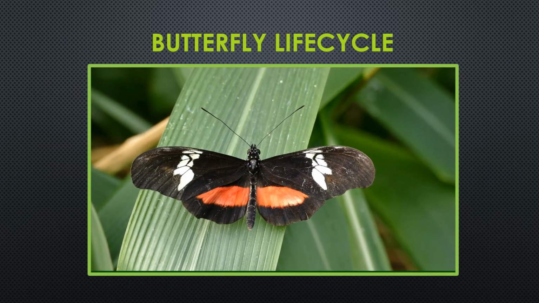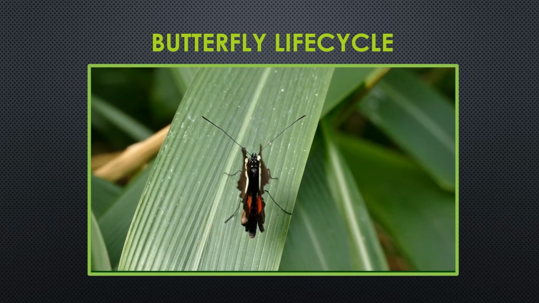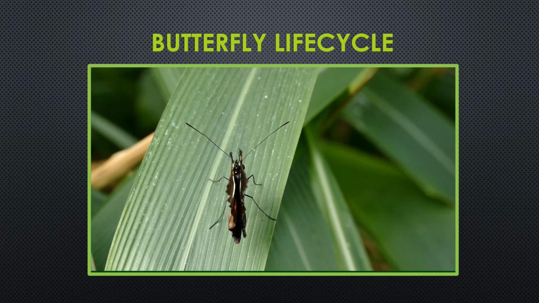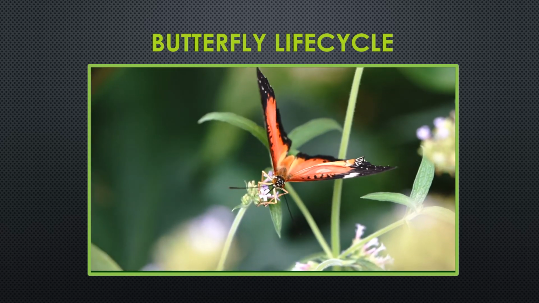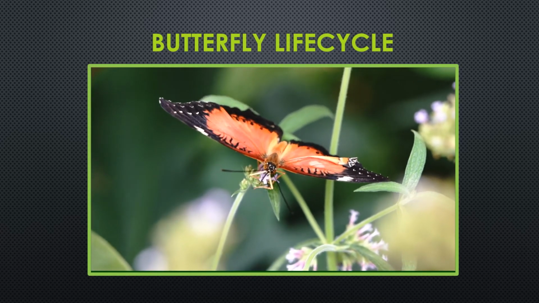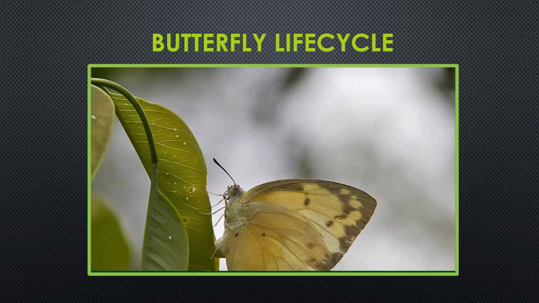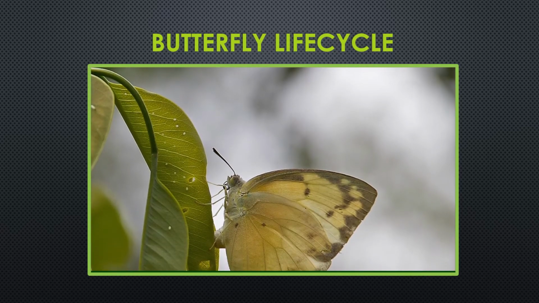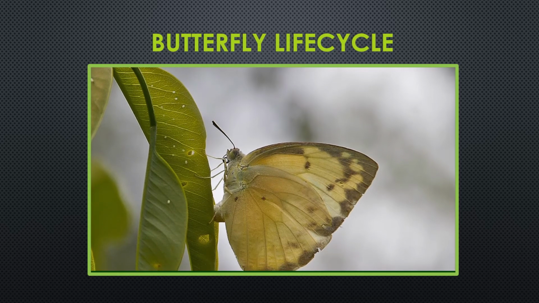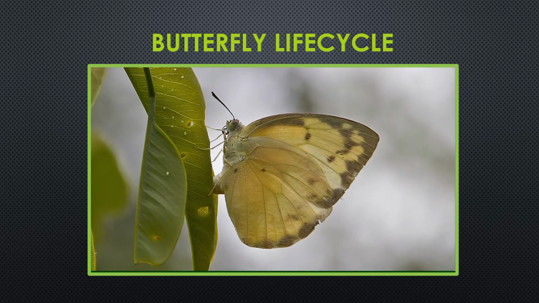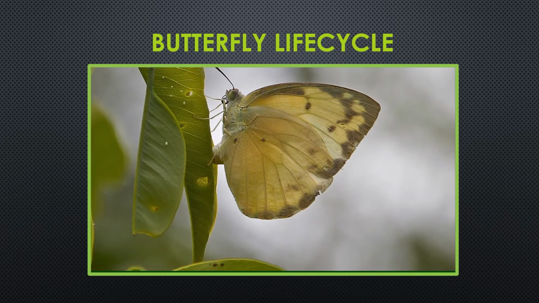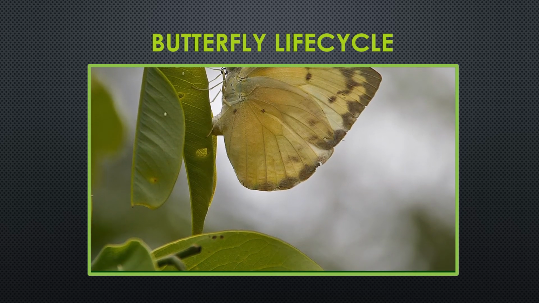Now we're going to look in greater detail at the butterfly. Butterflies, like I said before, come in all kinds of amazing sizes and colors. The life cycle of the butterfly starts off with tiny little eggs that you can barely see on this leaf. They usually lay them on the upside down side of the leaf so they're hidden from predators.